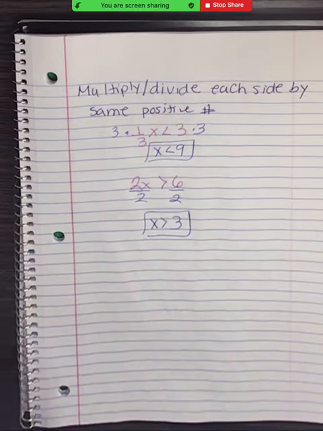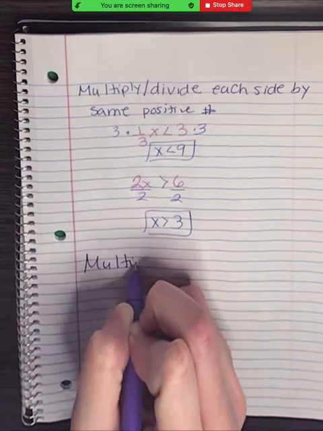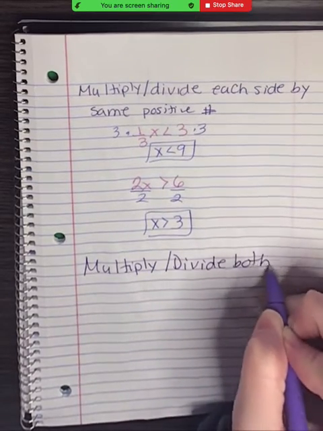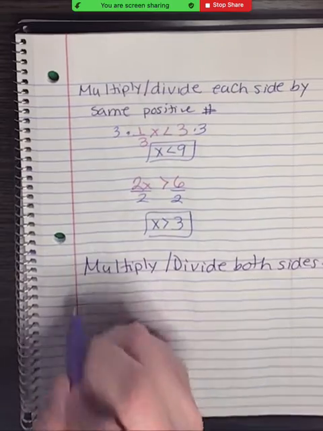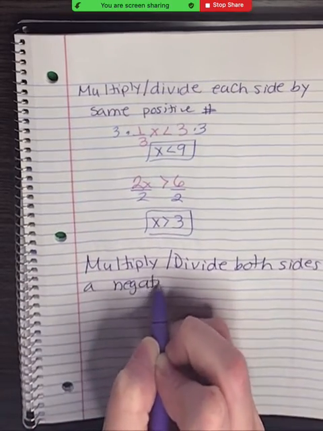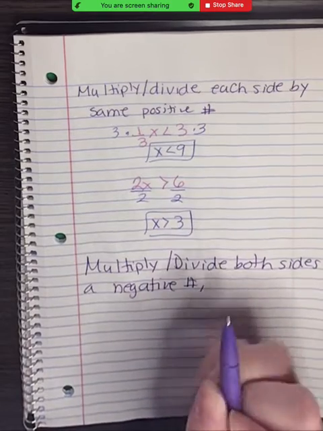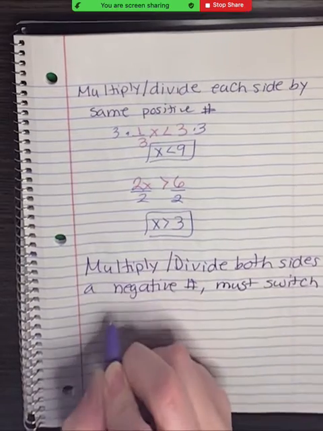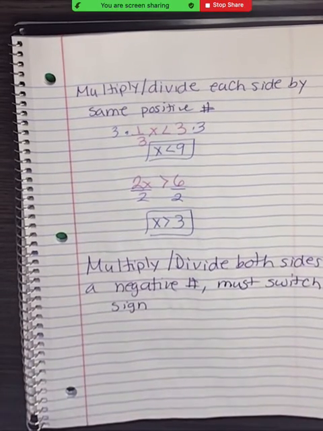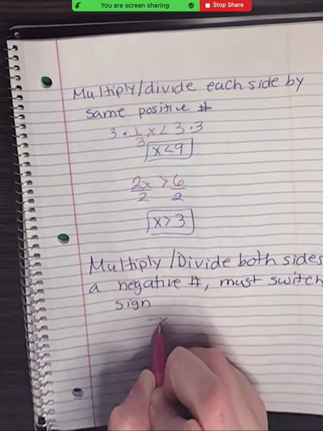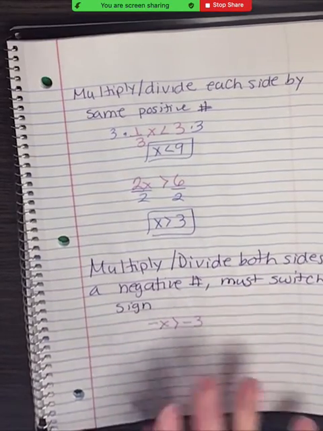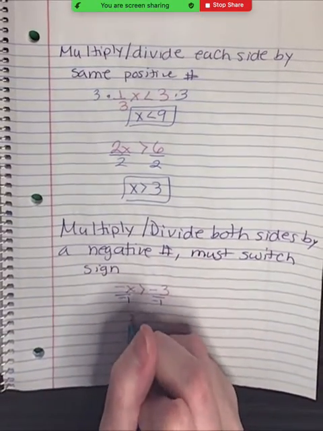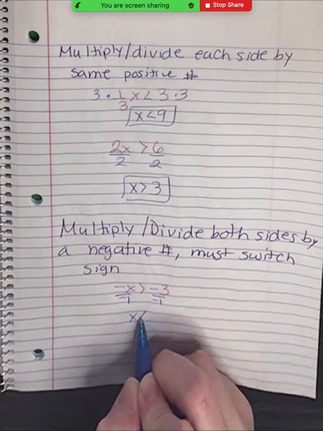What changes is when you multiply and divide both sides by a negative number, you must switch your inequality. Okay? So if I want to solve negative x is greater than -3, to get x by itself, you're dividing by -1. So you have to switch the sign. So x is going to be less than 3.